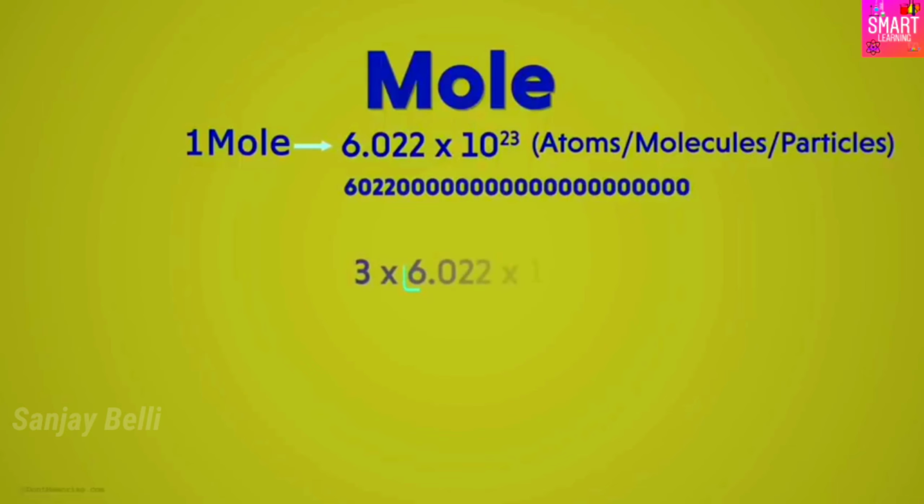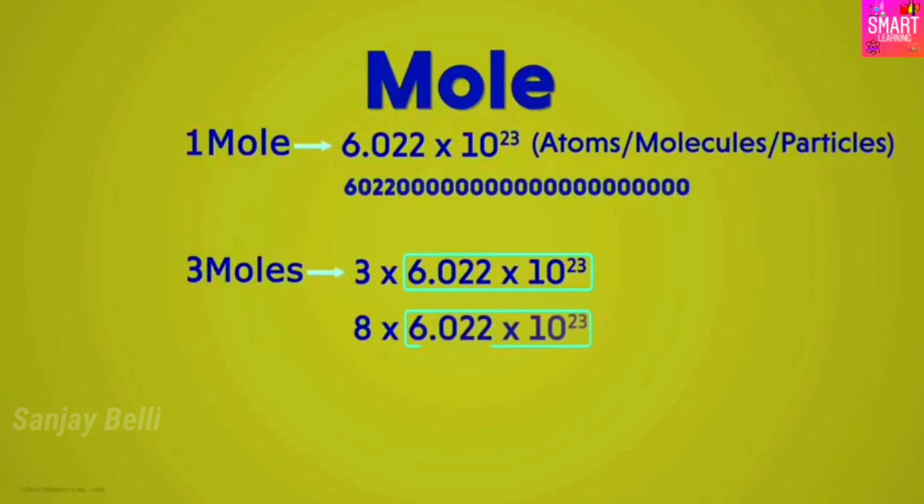Now let's say we take a substance which has 3 times the number of particles here. Then we say that this is 3 moles of the substance. And what if we have a substance which has 8 times the number of particles here? That's correct. It will be 8 moles of the substance. That's the basic concept of a mole of any substance.